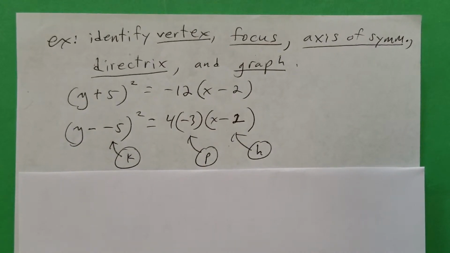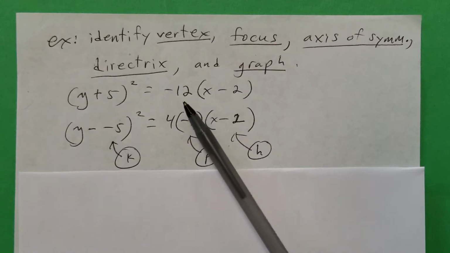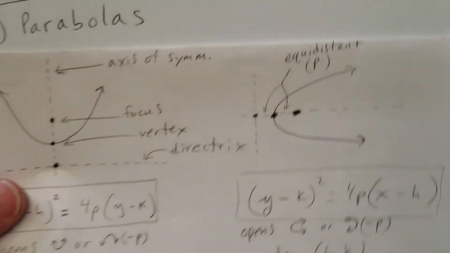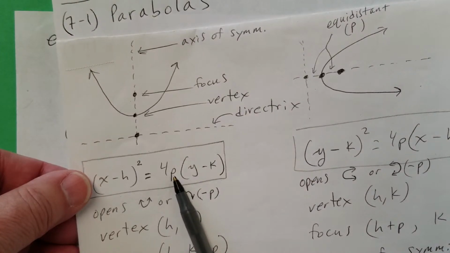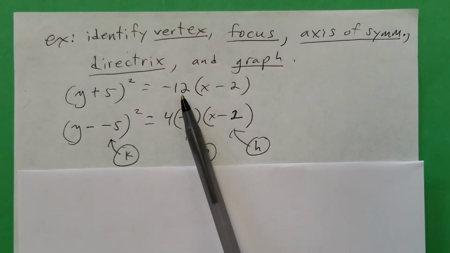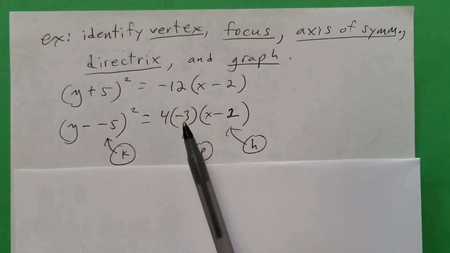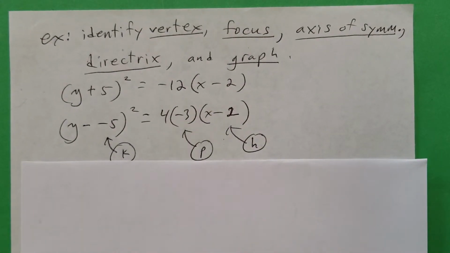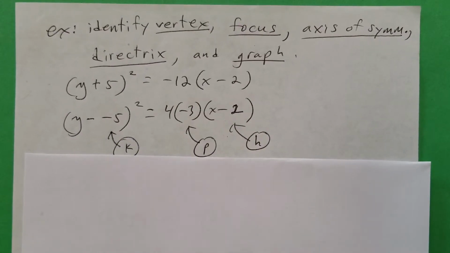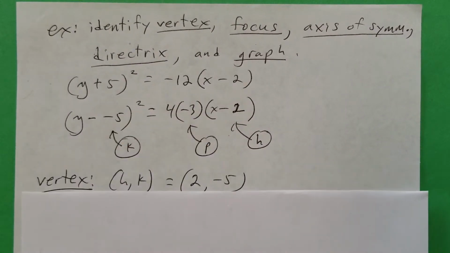Right? Now, is this the p number? No. If you look at our form, that number is 4 times p. Right? This number is 4 times p. So this number is 4 times what? 4 times negative 3. That's your p number right there. So with these three numbers, we can determine all that.